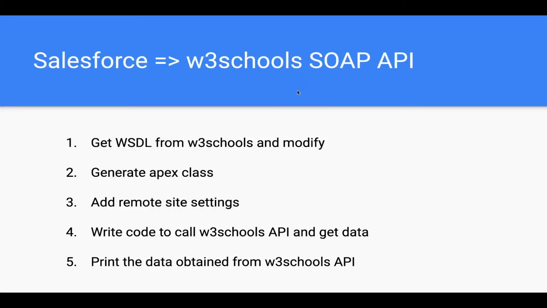So these are the steps that we are going to go through. We are going to get this WSDL file from W3 Schools, and we need to go through a number of modifications to this file. In a couple of previous videos we have explained what is meant by different sections in a WSDL file and how to modify a WSDL file so that it will be supported in Salesforce. So I will skip those two parts and link the video, and once the file is downloaded and modified, we will generate an Apex class using that.